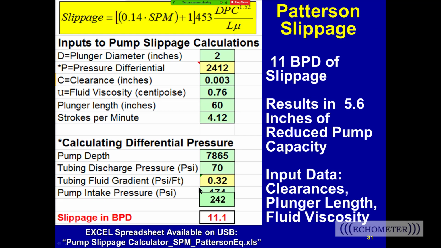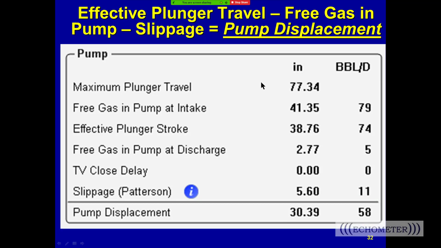This is the Patterson's slippage equation. So this one shows that we have 11 barrels per day of slippage. That's at 5.6 inches, to reduce the pump capacity, equals a certain number of barrels per day, which happens to be 11 in this case, or 11 barrels of slippage. So this is the table that shows the inside of TAM.